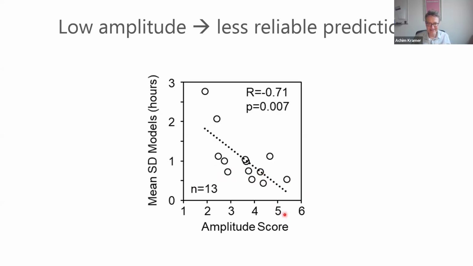And interestingly, when you now look at how consistently the models predict the phase, you see that for those individuals with high amplitudes, the standard deviation between the models is really low, and for those with a low amplitude, the models are not agreeing. So a low amplitude means less reliable prediction, which is basically clear.